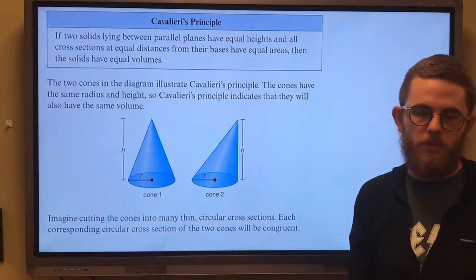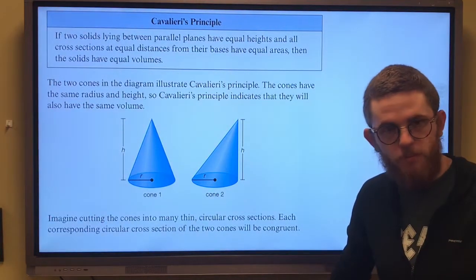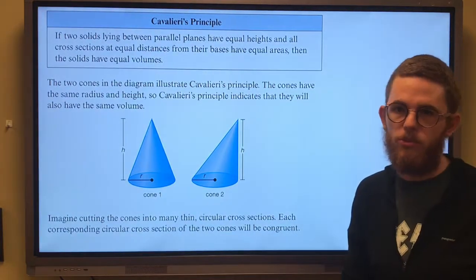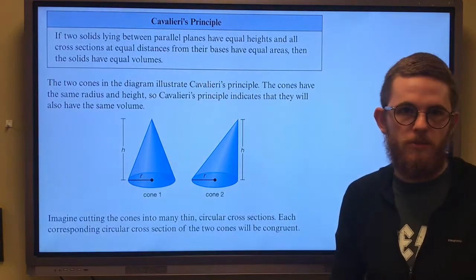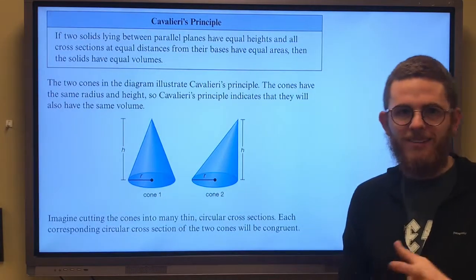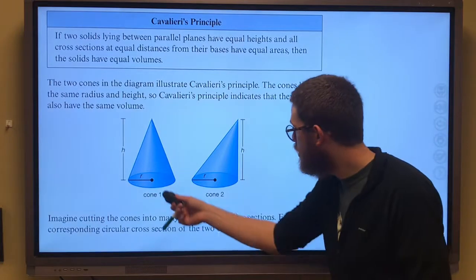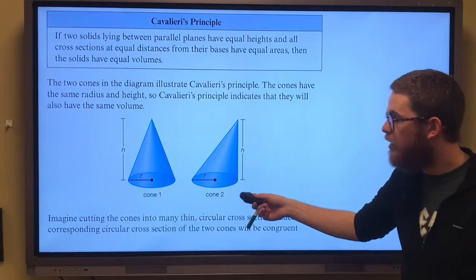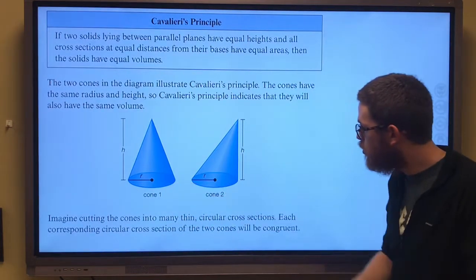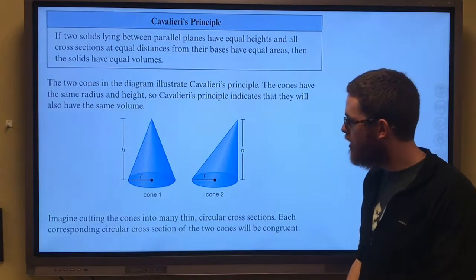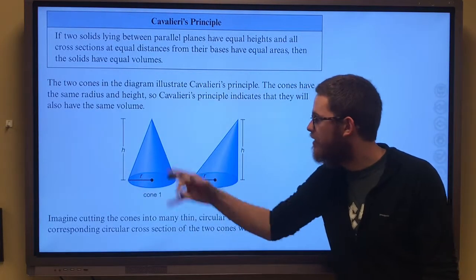What we're saying here is if we have two cones, two cylinders, two prisms, two pyramids that have the same base and height, we find their volumes the same way, whether they're right or oblique. Cone 1 and cone 2 are going to have the same volume because they have the same radius and the same height.